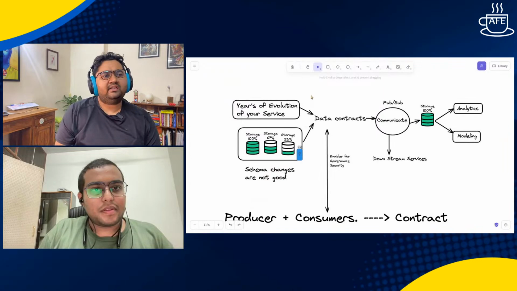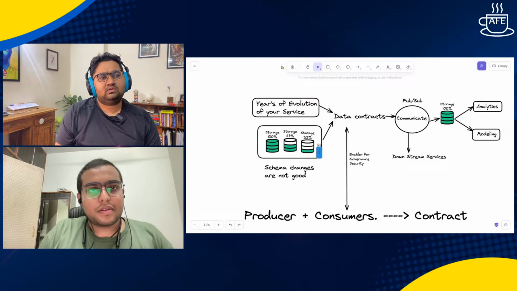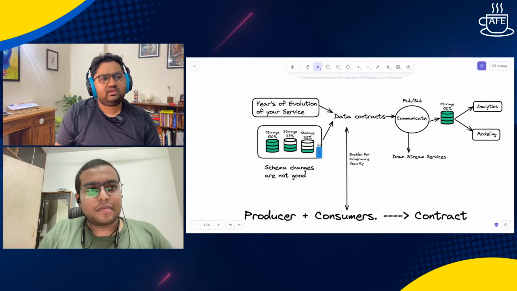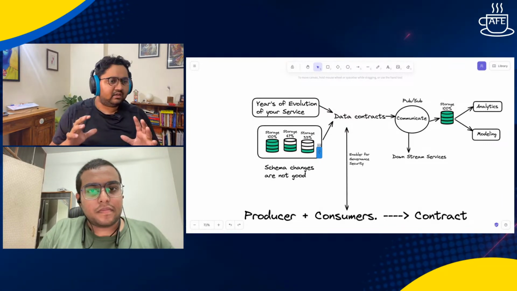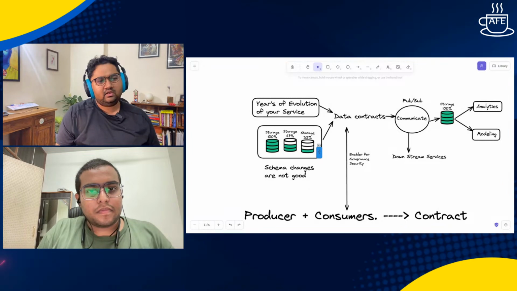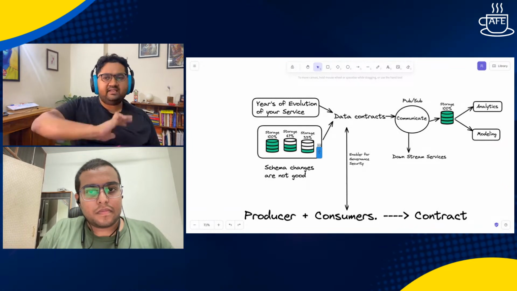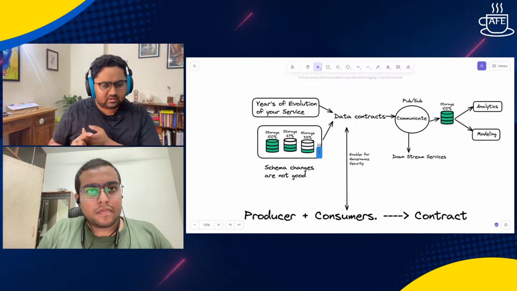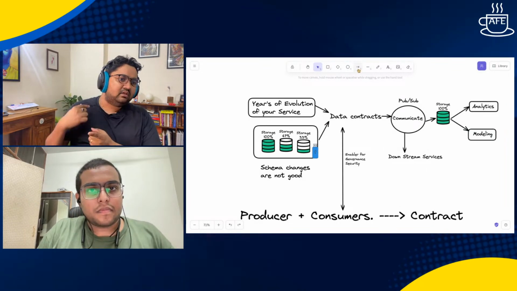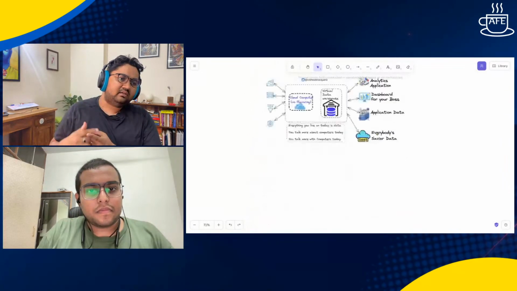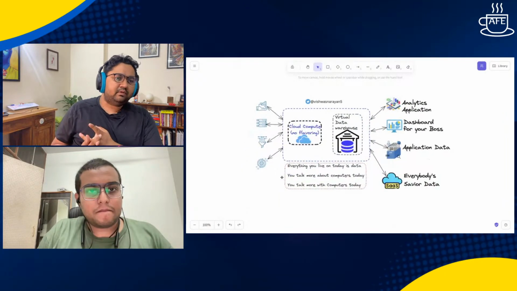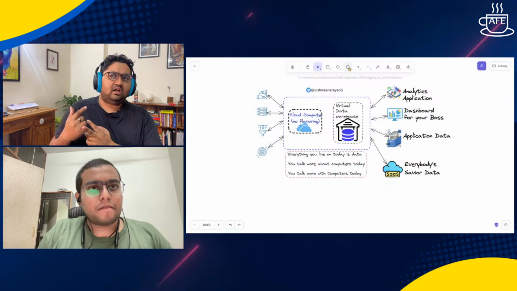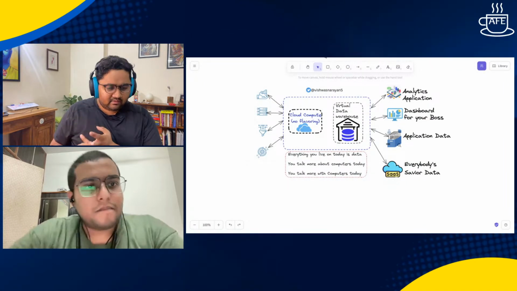So I think one of the core trends which is emerging when it comes to data is that the consumption patterns are changing. If you think about it, when I started my career, I'll try to give you roles. There used to be a DB admin, there used to be an analyst, there used to be a BI person, there used to be a developer, and there used to be an ETL developer.